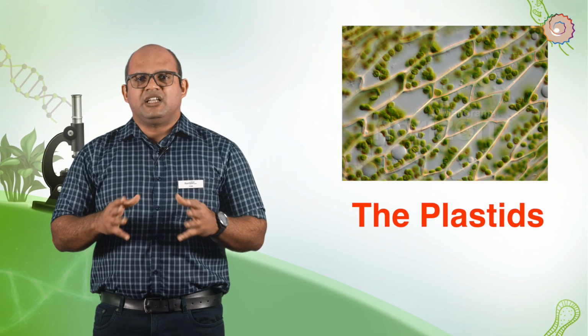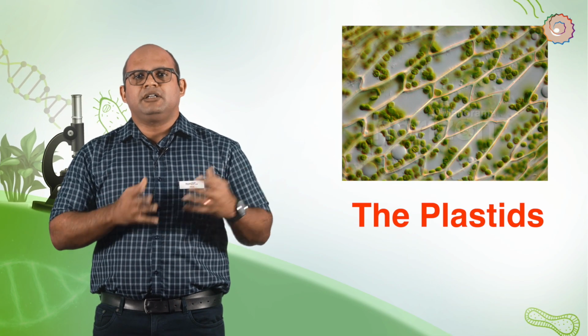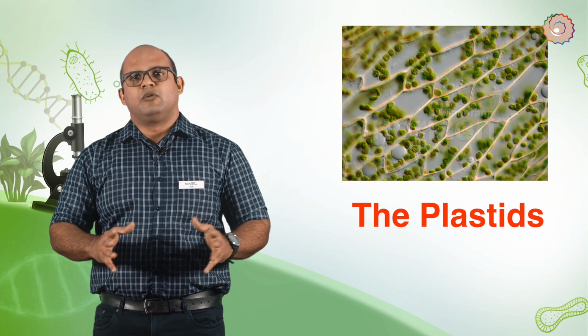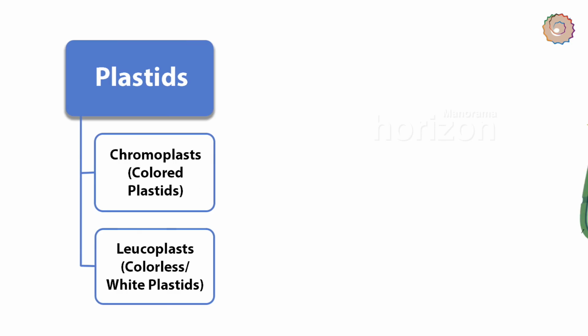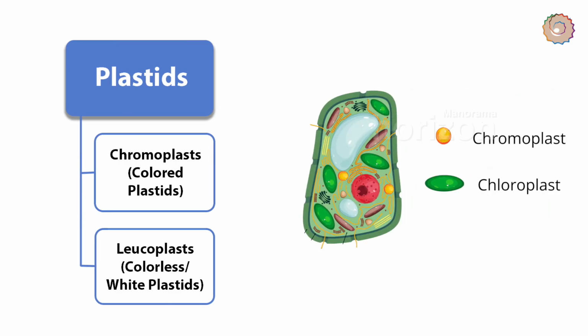Plastids. Plastids are in a way the plant counterpart of mitochondria. They are found only in plant cells, but they perform similar functions. There are two types of plastids: the chromoplasts, which include the colored plastids, and the leucoplasts, which are colorless or white plastids.